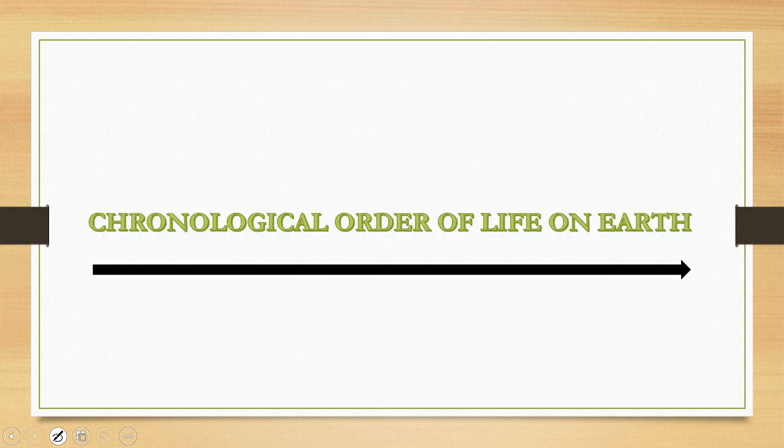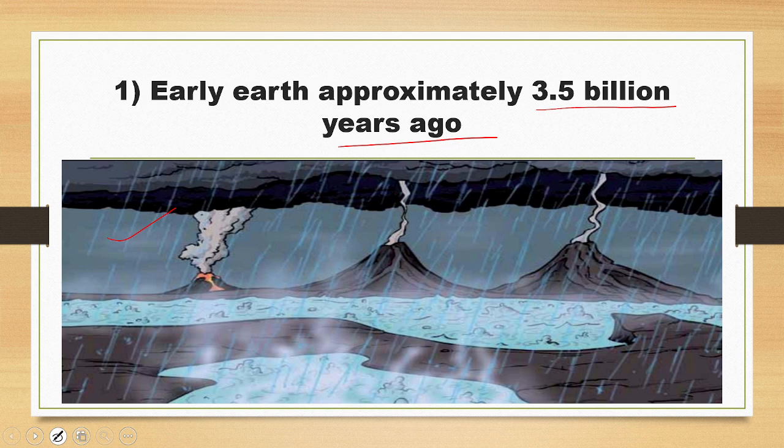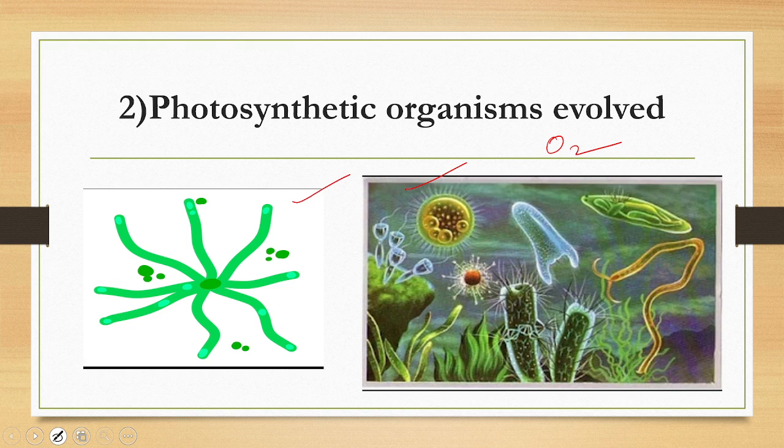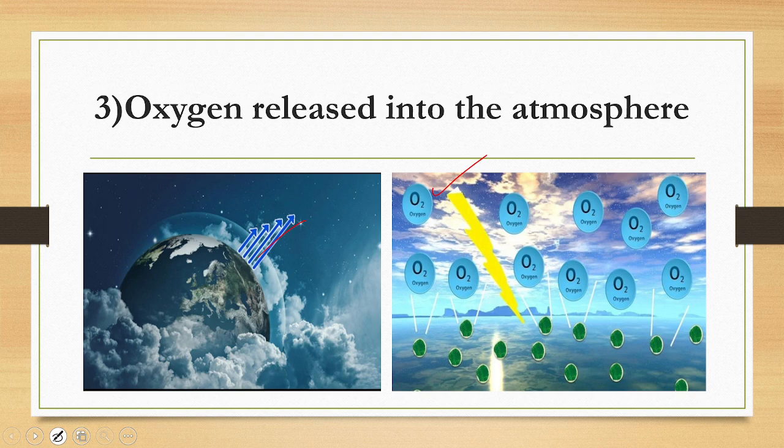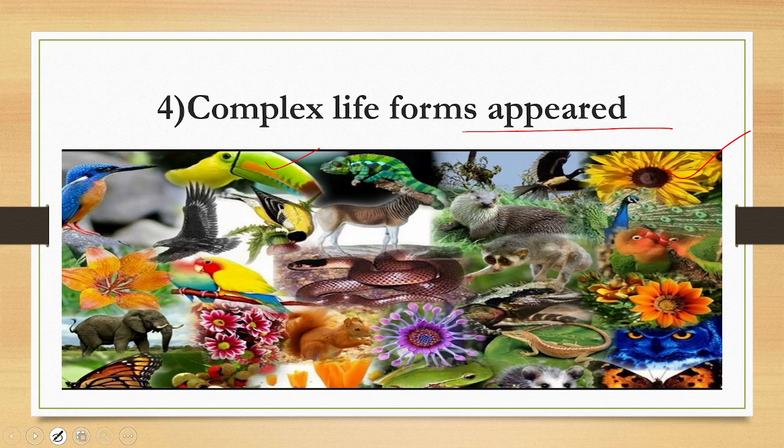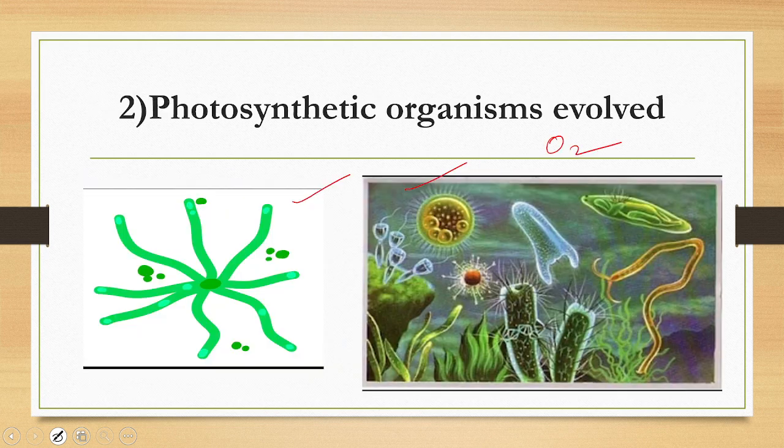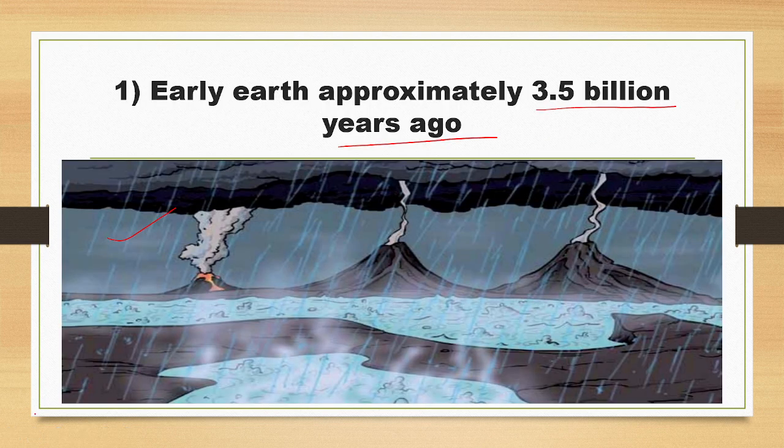We can just consolidate once more. That is, life emerged about 3.5 billion years ago, and simple organisms released oxygen, enabling complex life forms to evolve, that is photosynthetic organisms. Then oxygen is released into the atmosphere, and this leads to diverse plant and animal species. So just think, when did life emerge on Earth? And how did early organisms help in evolution of complex life? What was the result of these evolutionary changes?